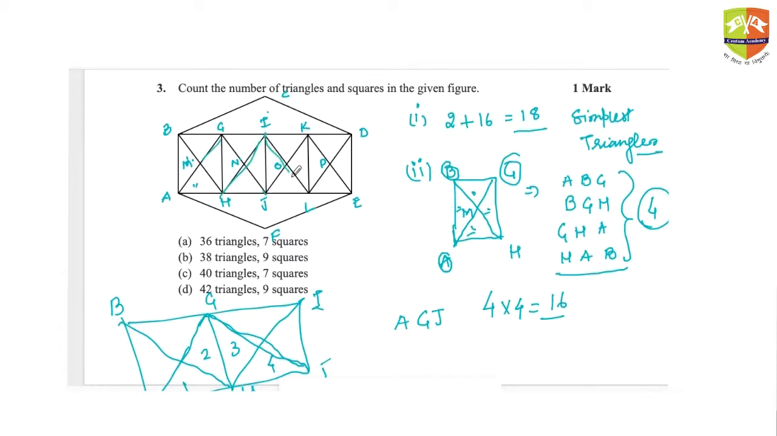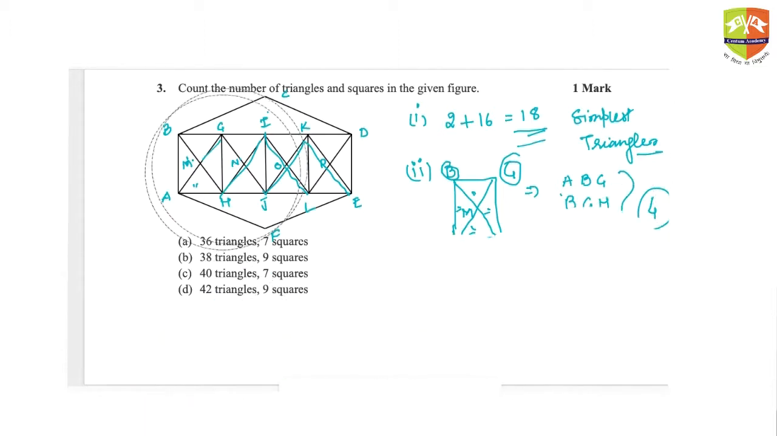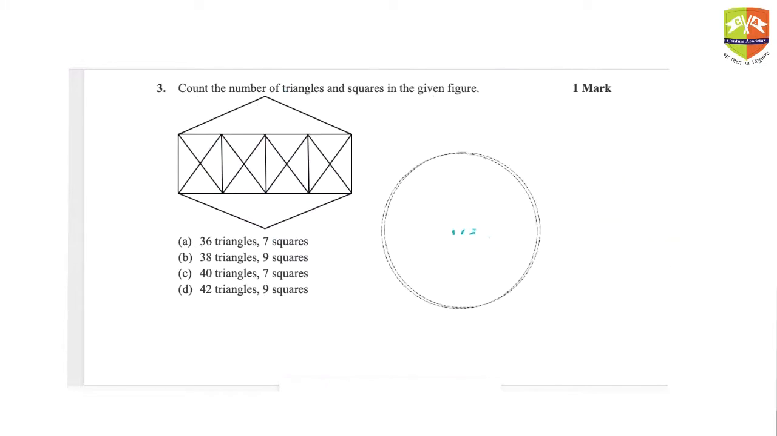So 1, 2, and 3 triangles upwards and 3 triangles downwards. So how much am I getting here? 6. So 18 plus 16 is 34. So 18 plus 16 plus 6 is equal to how much? It is 40. So I am getting 40 triangles over here. And let me go to squares.